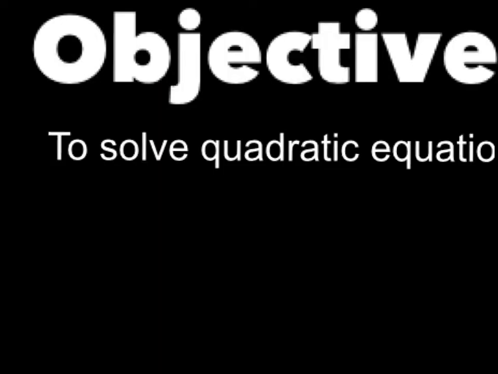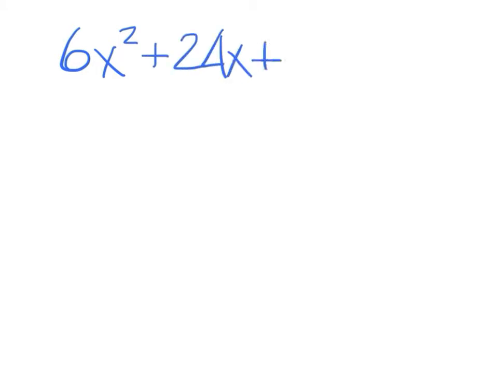The objective today is to solve quadratic equations by factoring where a does not equal 1. It's the same thing, and it's the last day for this. Tomorrow is the test. Here's an example. The example is 6x squared plus 24x plus 18 equals 0.